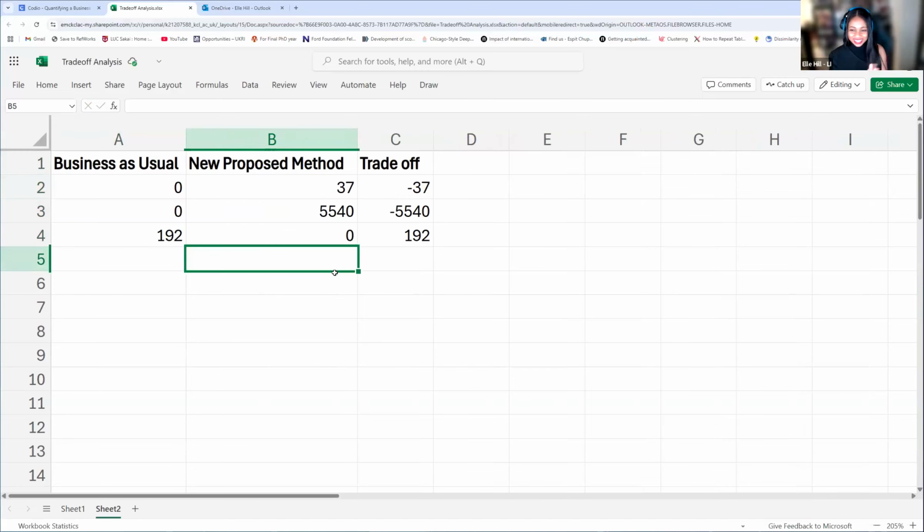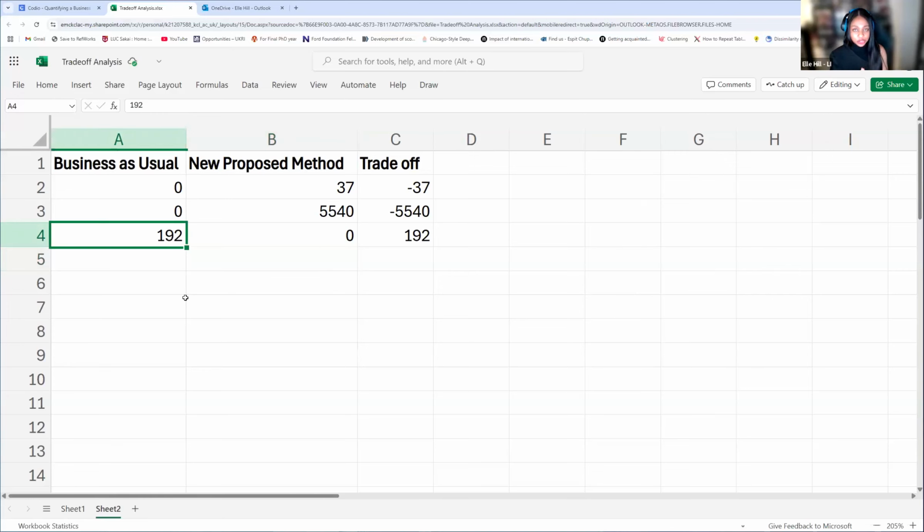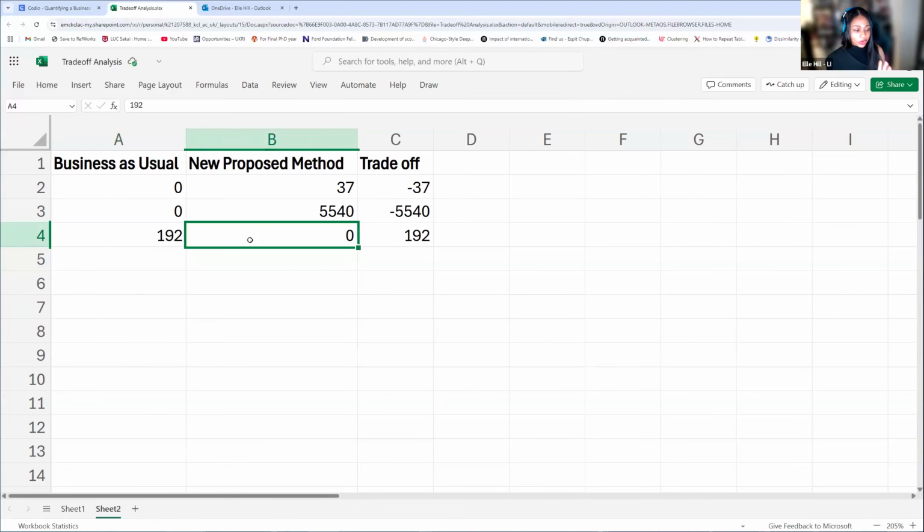Absolutely. Yes, let's repeat this one. Our business as usual, we are currently paying $192 for bubble wrap because currently we don't have the machine. So this is a cost that we have to incur weekly. With our new method that we're proposing with this cardboard perforator, we would totally eliminate bubble wrap. We're completely getting rid of bubble wrap. So we no longer have to pay for this 192.